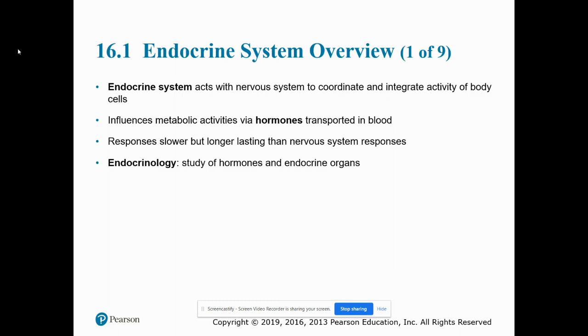Now, a little bit of an overview of the endocrine system. It does act with the nervous system to coordinate and integrate activity of body cells. It influences metabolic activities via hormones, which are transported in blood. And hormones, in case you're wondering, we are going to go over it in a couple slides, but they're like chemical messengers secreted by one cell that get transported in the blood and have an effect on other cells.